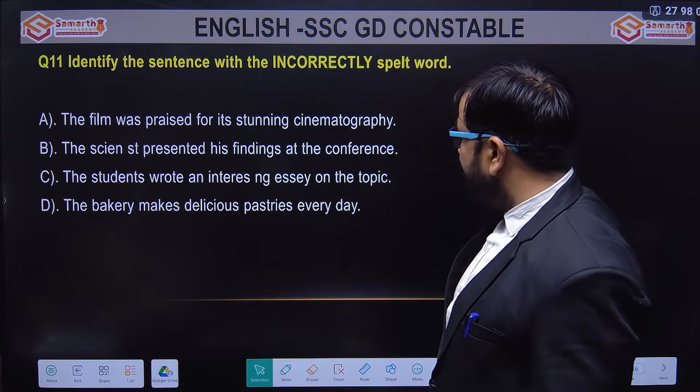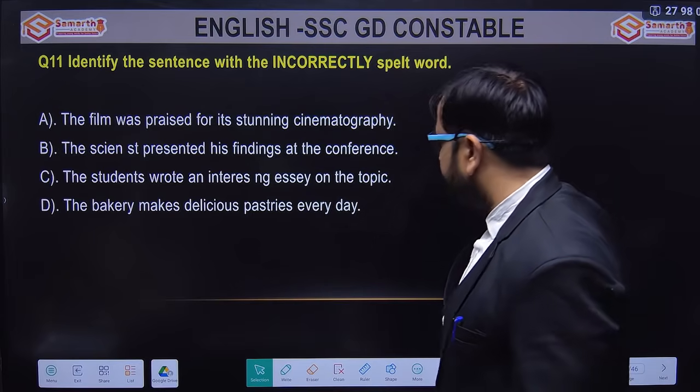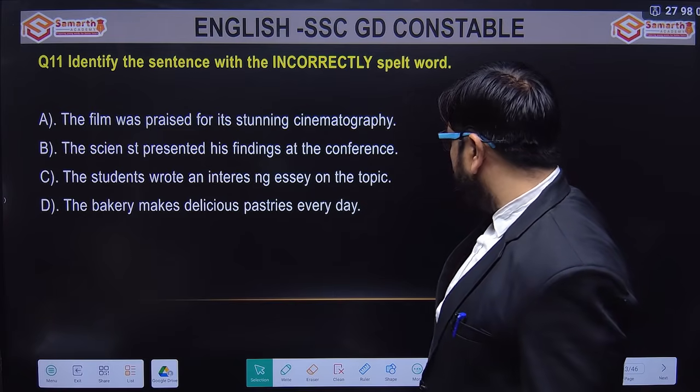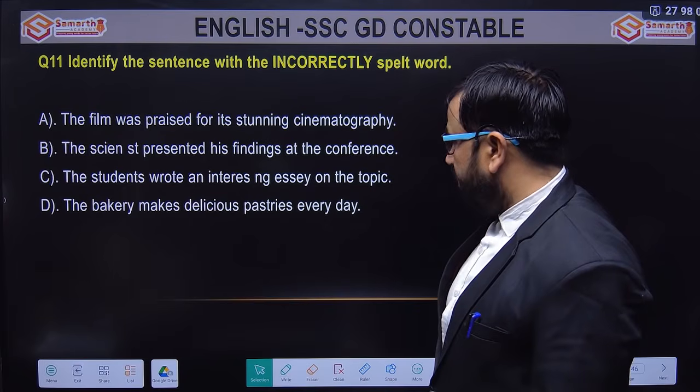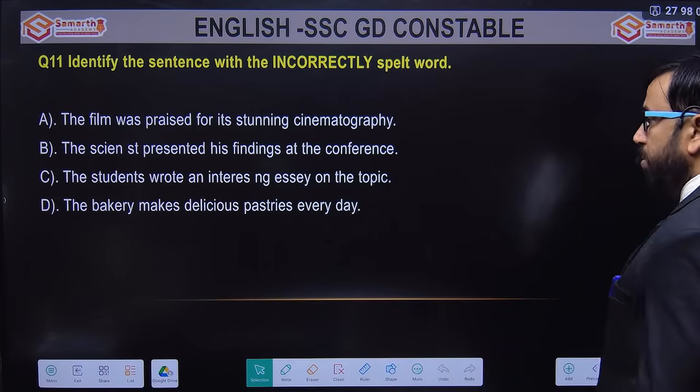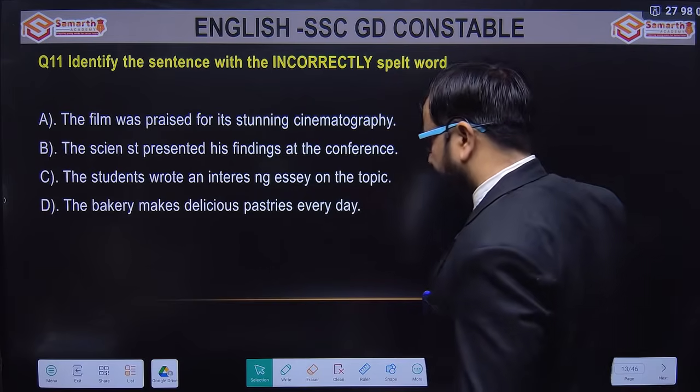The film was praised for its stunning cinematography. The scientist presented his finding at the conference. The students wrote an interesting essay on the topic. The bakery makes delicious pastries every day.